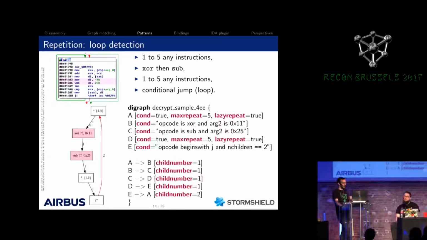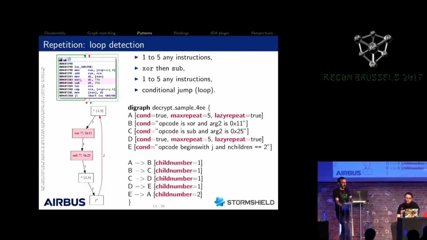Here, that's a dot representation on graphs: 1 to 5 any instruction, then the XOR, the sub, 1 to 5 any instruction, then the conditional jump. In GRAP, the pattern will look like that. You will say, okay, I'm looking for any instruction, repeated at max 5 times, and I want you to stop once the next condition is fulfilled.